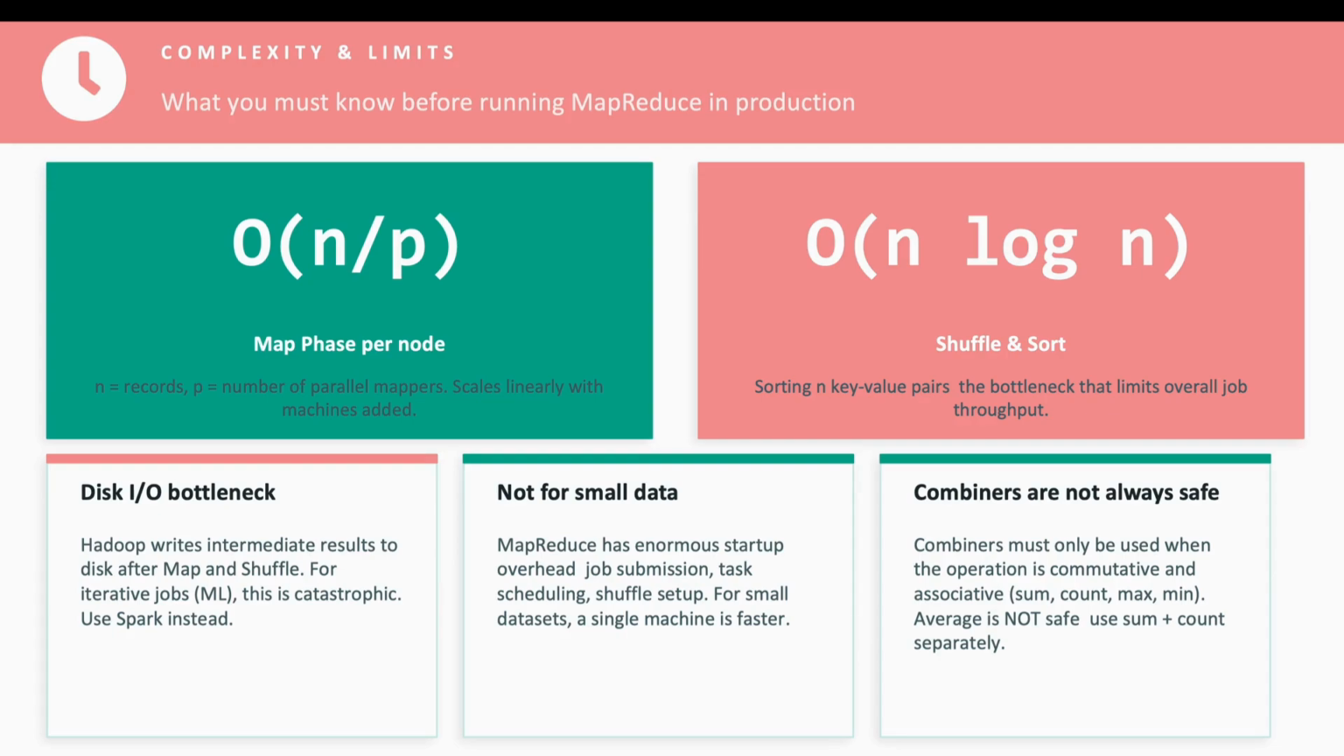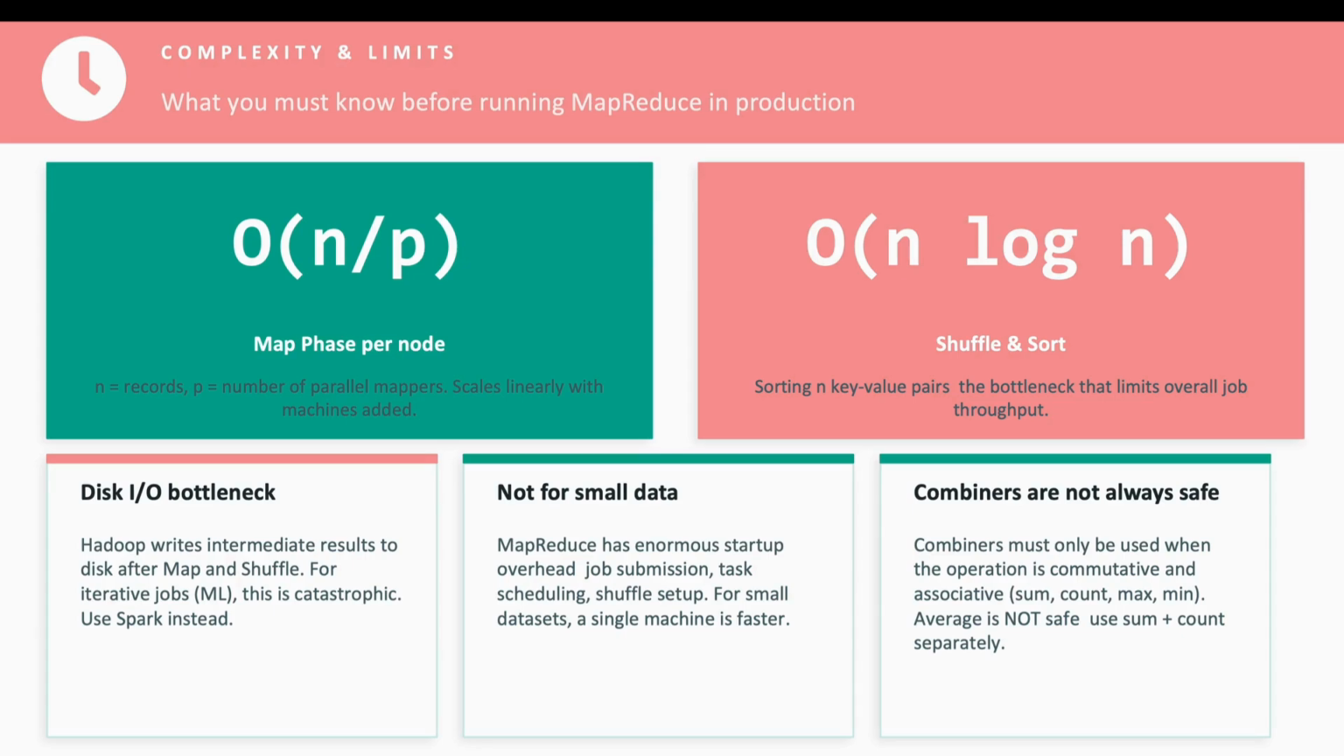Shuffle and sort, O of n log n. All emitted key-value pairs must be sorted across the cluster. This is always the bottleneck in a MapReduce job. If your combiner is working well, n here is much smaller than the raw mapper output.